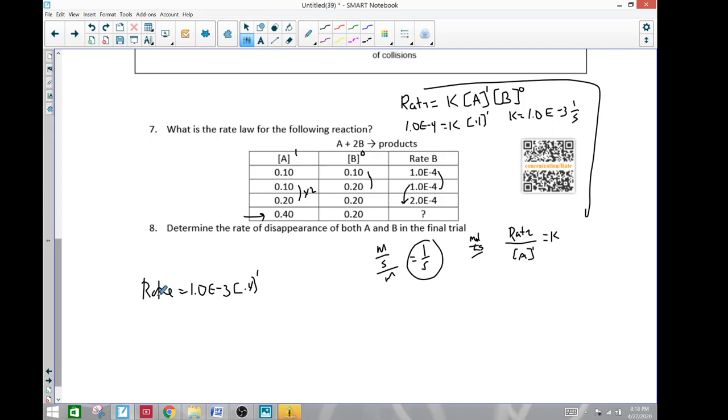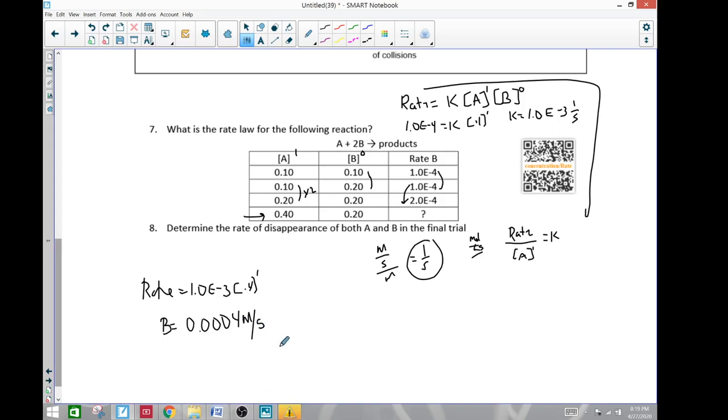Alright, so 0.4 times 1.0 e to the negative third is 0.0004. So that's my answer for B. So B equals 0.0004 moles per liter per unit of time. Let's just say seconds. Okay.